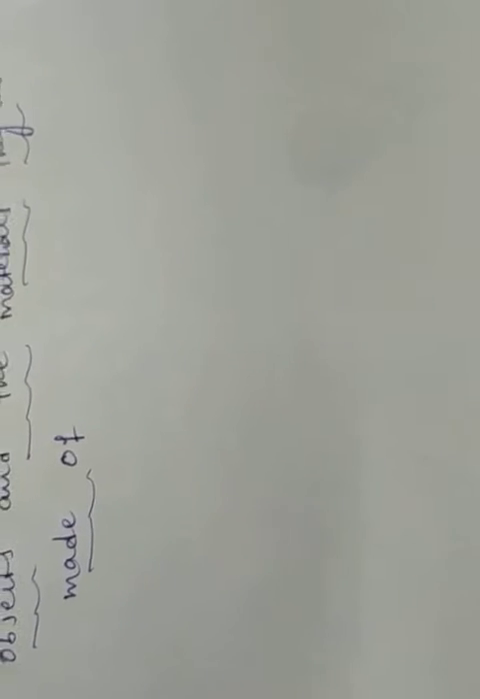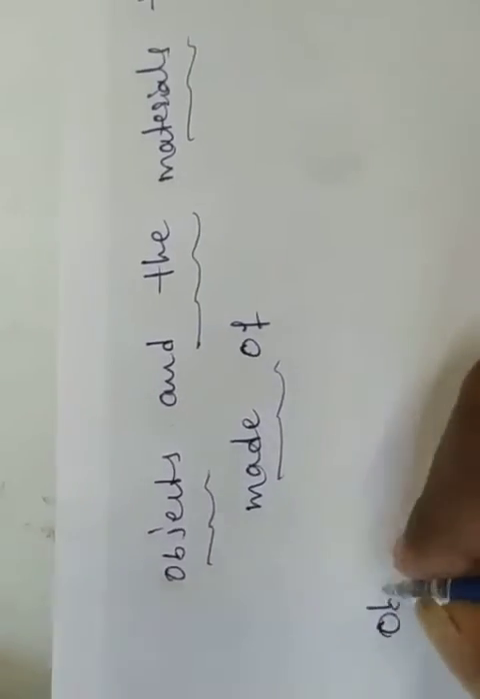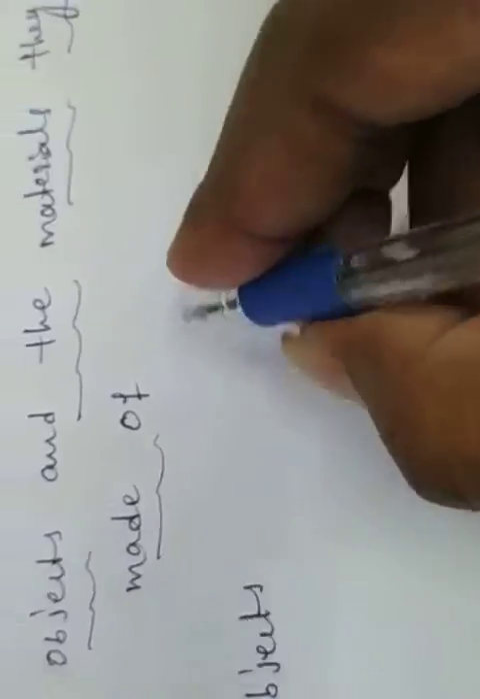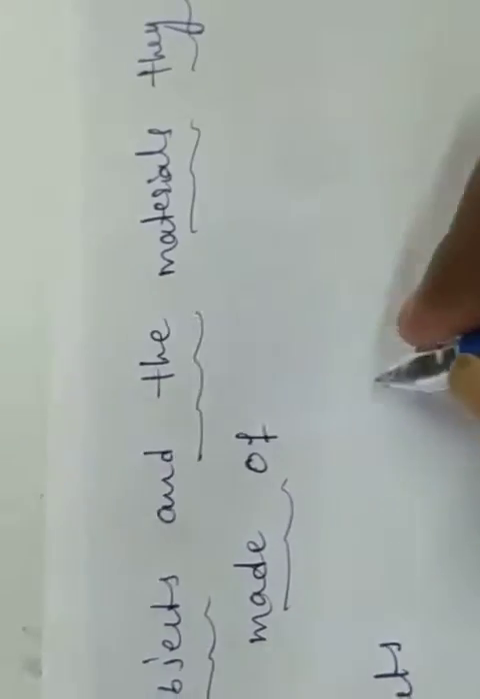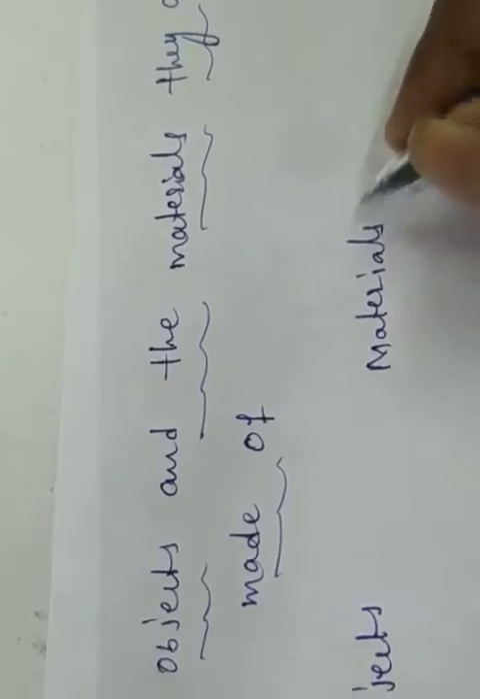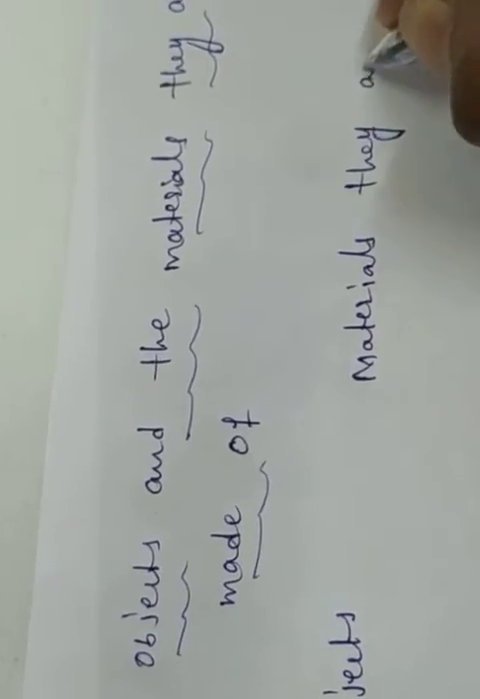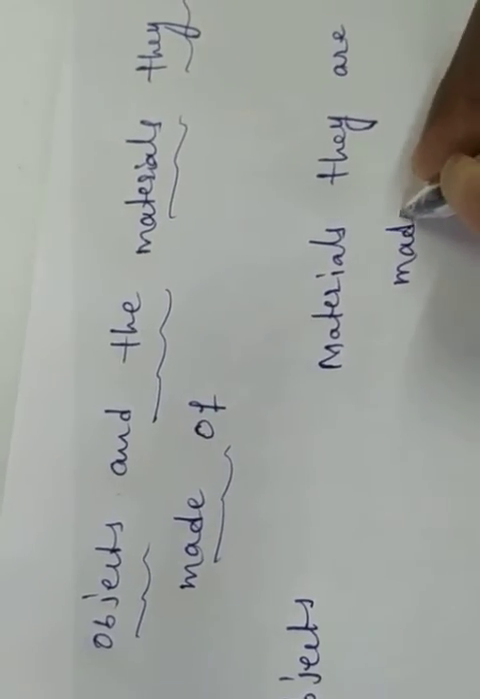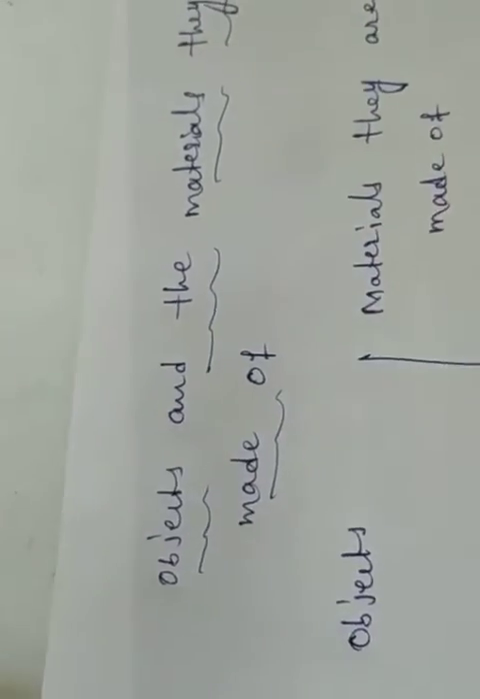Now, there are many objects around us, so try to collect information about as many objects as possible, and how they are made. I will take some objects. The first column is objects, and the second column is the materials they are made of. This is two columns.